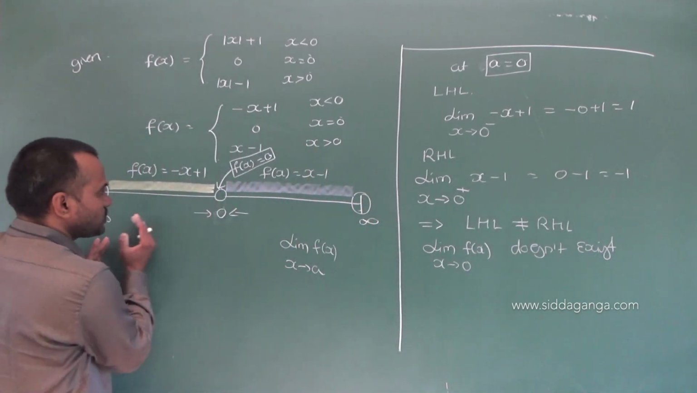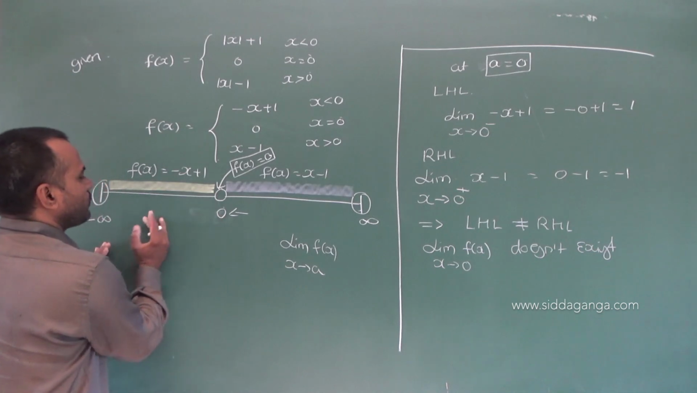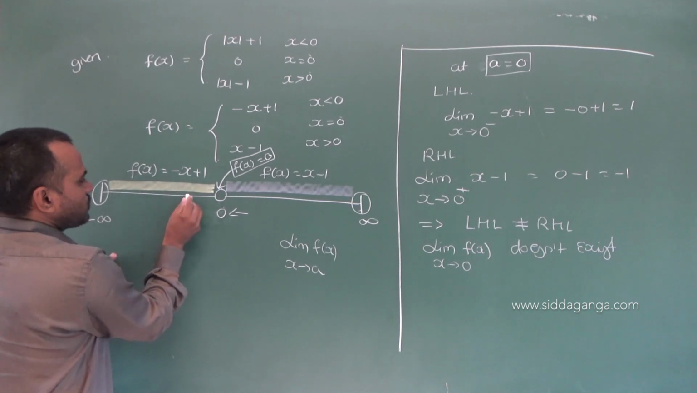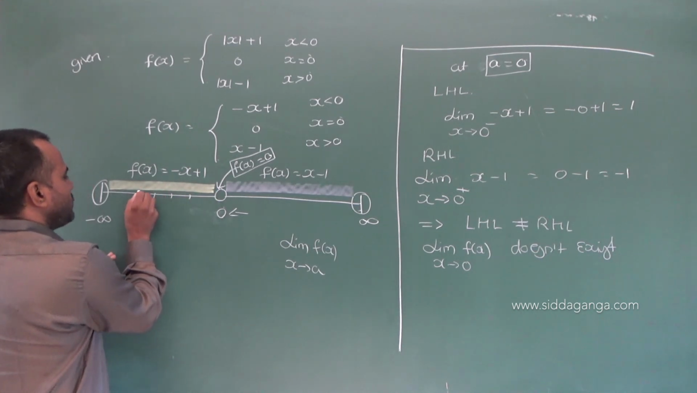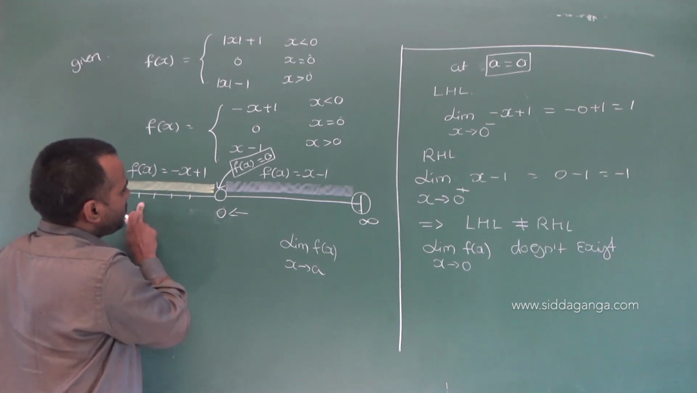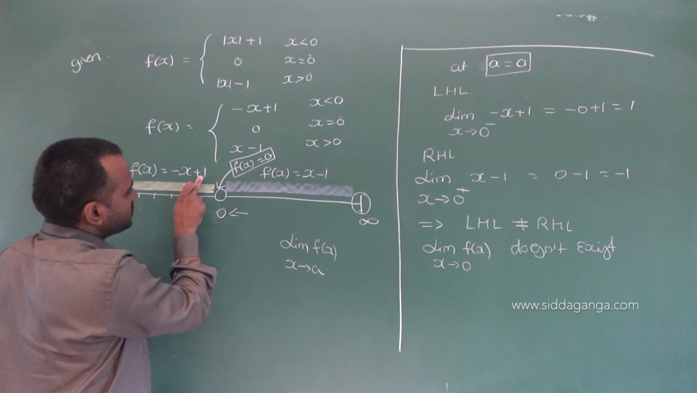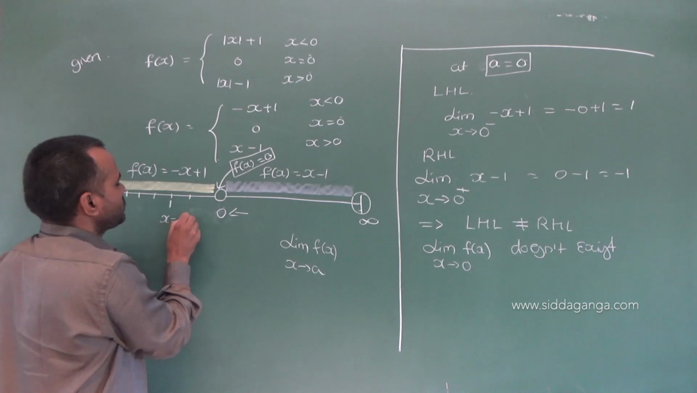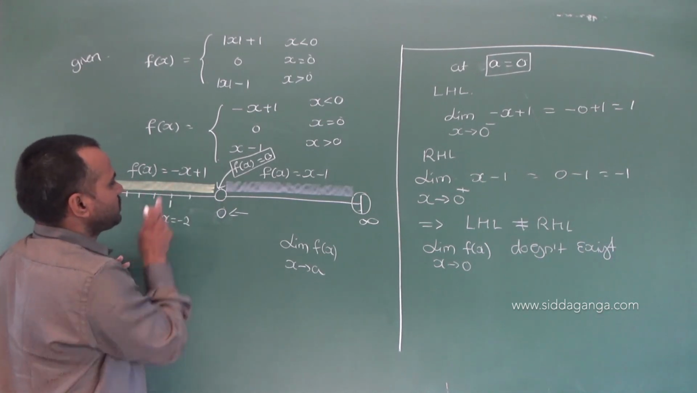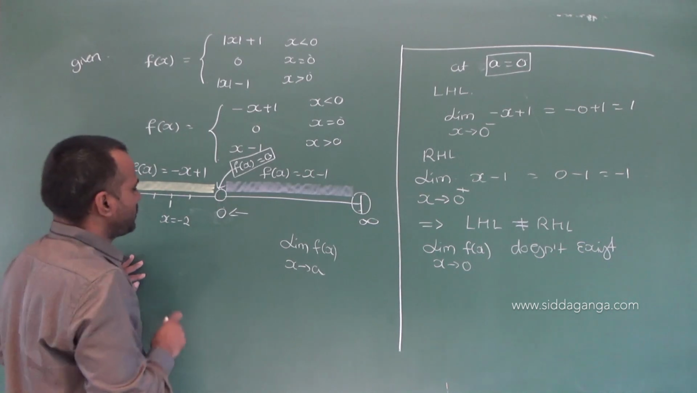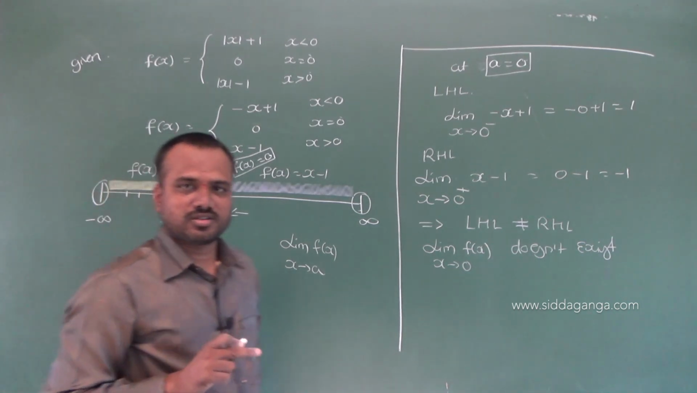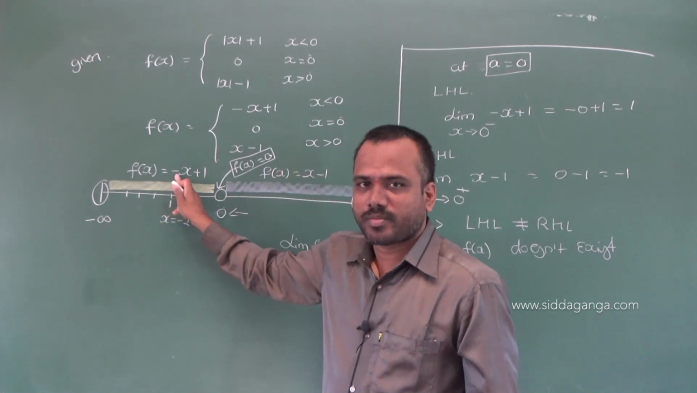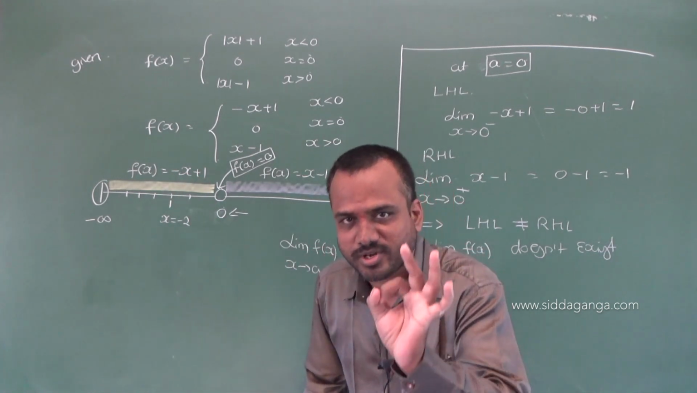We take a less than 0. If I take less than 0, this side, what I draw here, suppose minus 1, minus 2, minus 3, minus 4, minus 5. So for a less than 0, the function is minus x plus 1. Suppose I take x is equal to minus 2. Left side is also minus x plus 1, right side is also minus x plus 1. Limit value exists. Minus 3, limit value exists. Minus 4, limit value exists.